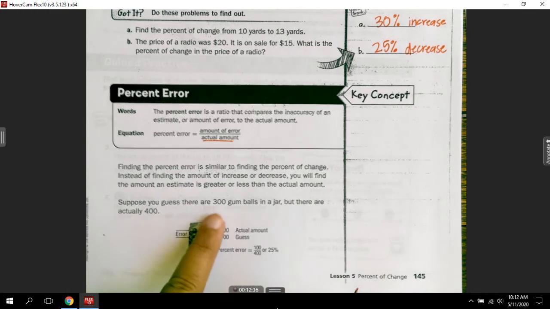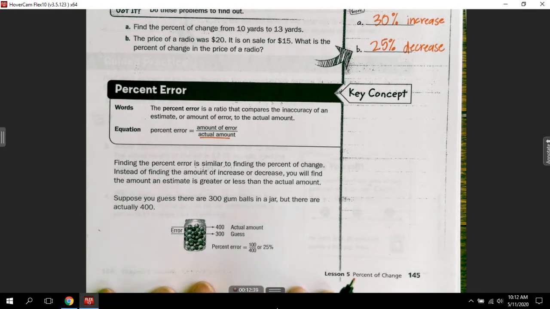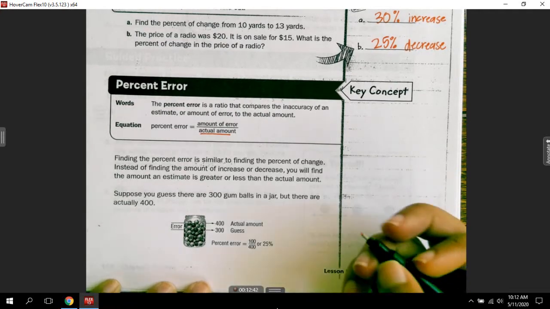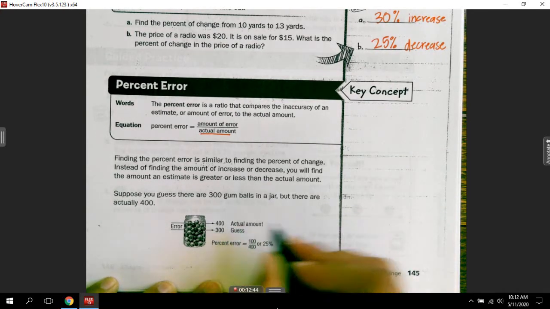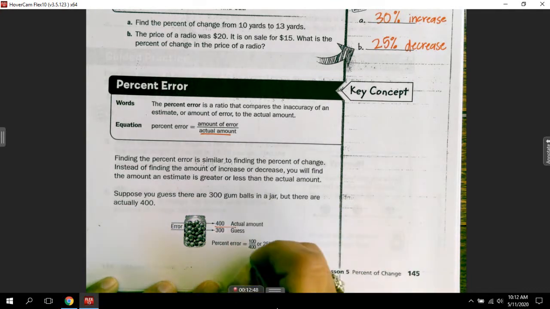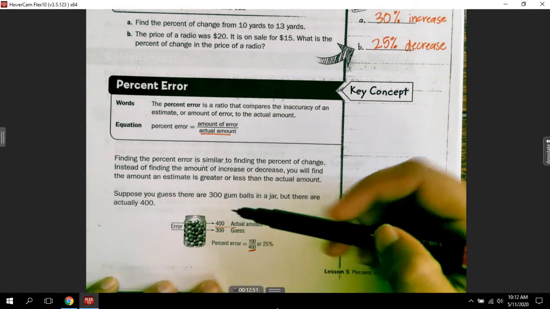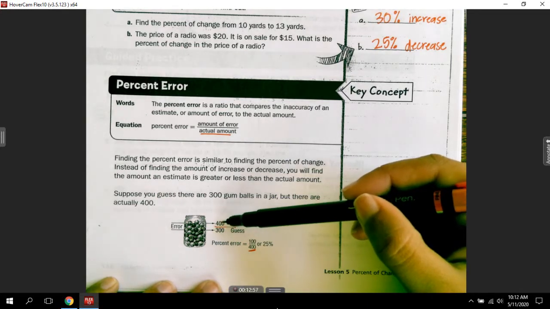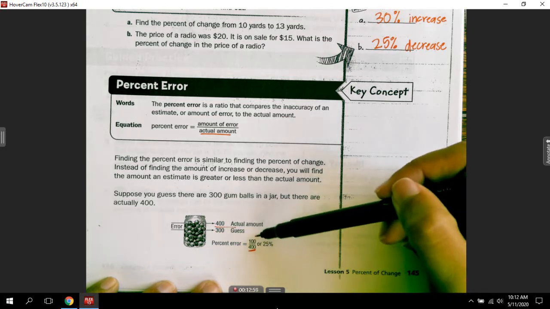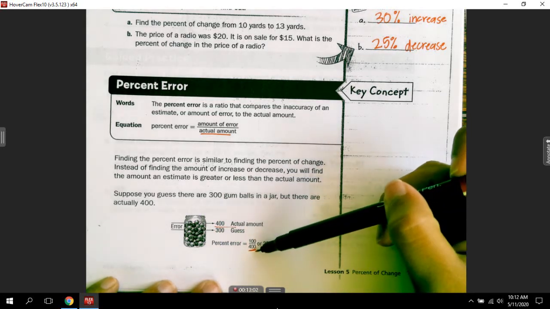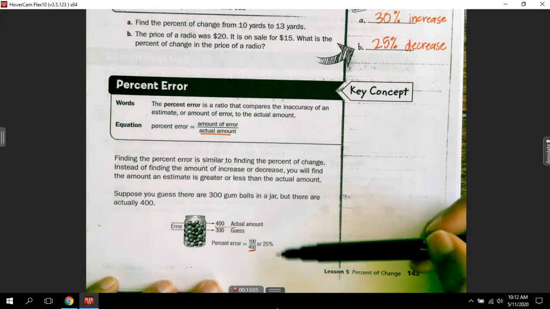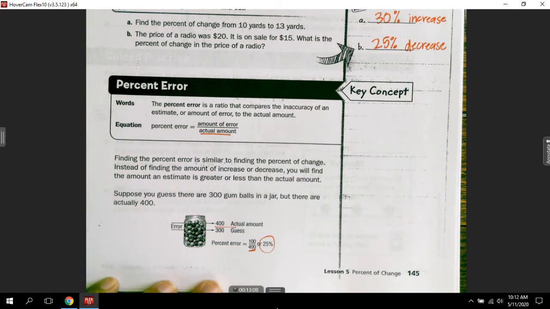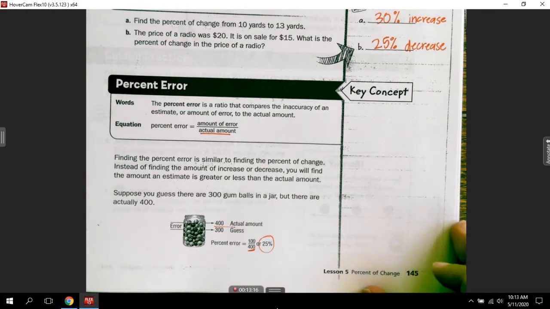So suppose you guess that there are 300 gumballs in a jar, but there's actually 400. So your actual is always going to be on bottom. So there was actually 400, so that's why I have 400 on bottom, okay? And then you're finding, okay, how much was different. You guessed 300, but it was actually 400. So you're subtracting the two. 400 minus 300 gives you 100. So 100 divided by 400 is going to give you 0.25. And then change that to a percent. So it's 25%. Okay. So super similar. It's just the words are a little bit different.